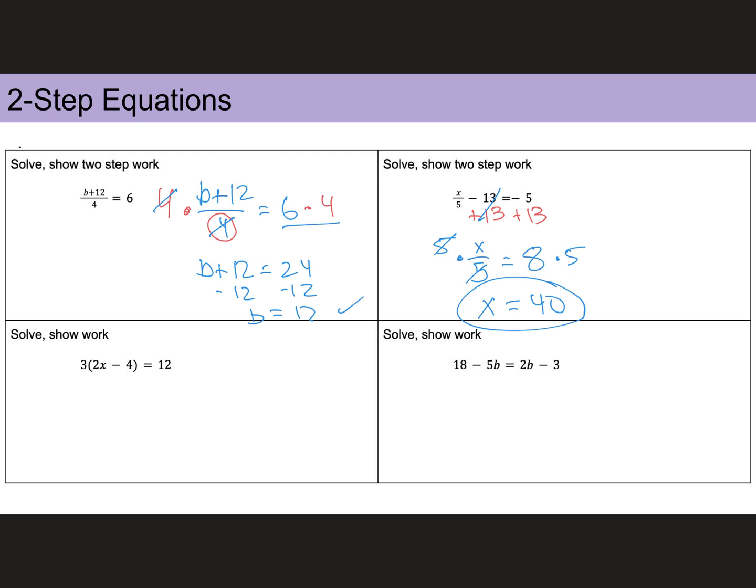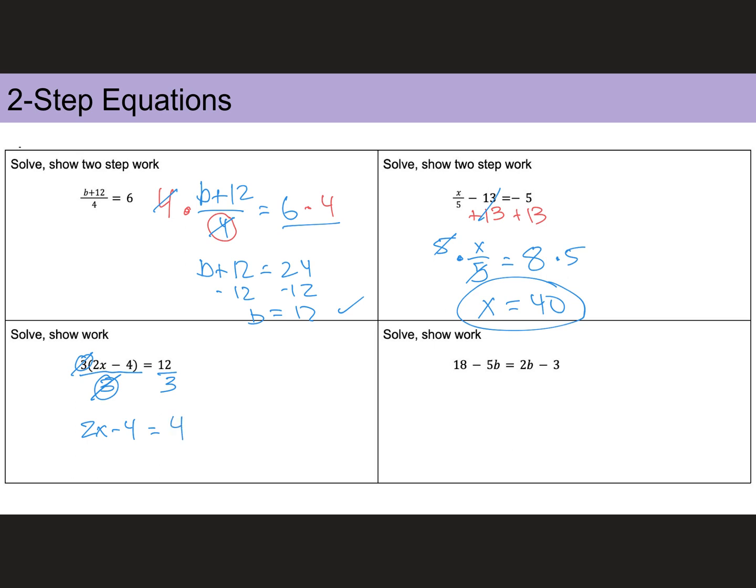2 ways to solve this one as well. One way, you can divide both sides by 3. By dividing both sides by 3, this 3 and this 3 are going to cancel out because 3 divided by 3 is 1. So all I'm left with is the 2x minus 4 is equal to 4. 12 divided by 3 is 4.